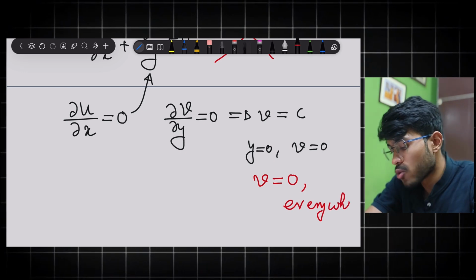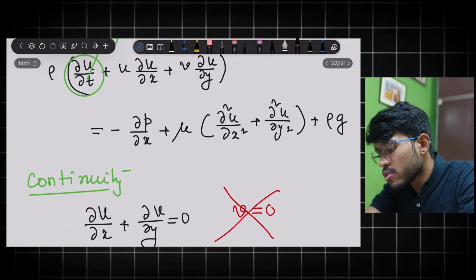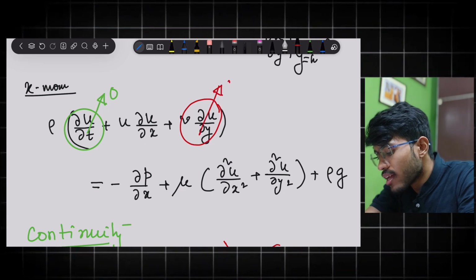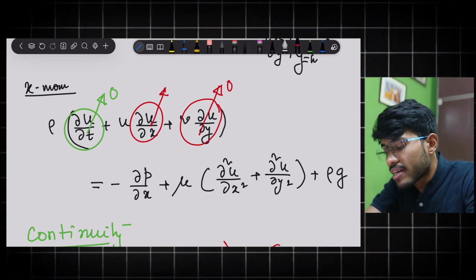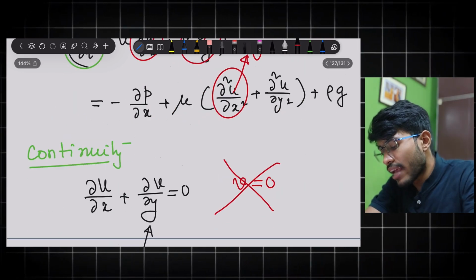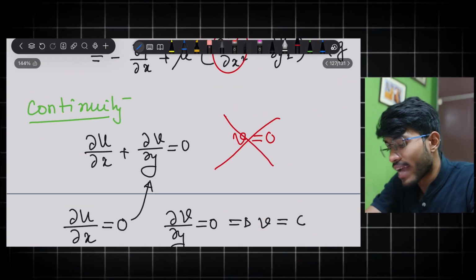This should be the actual concept. Now if my v is equal to 0, then this term is 0, right? If my del u del x is 0, then this term is 0. If my del u del x is 0, then this term is again 0, right? Then the equation boils down to, okay, another thing.